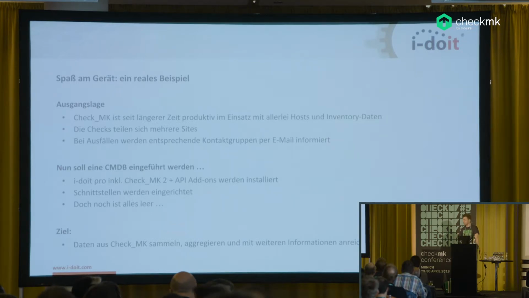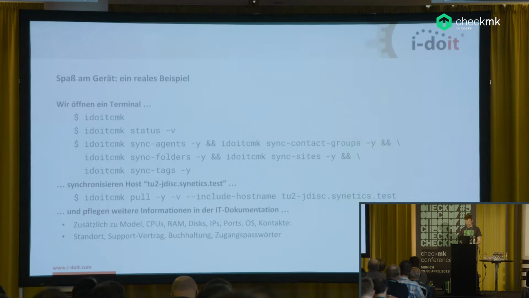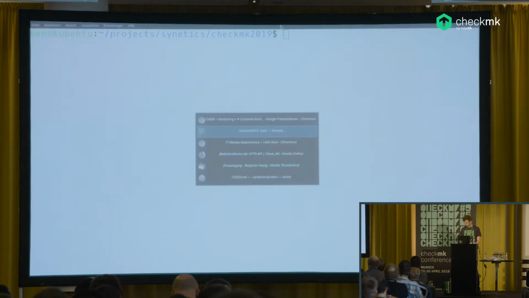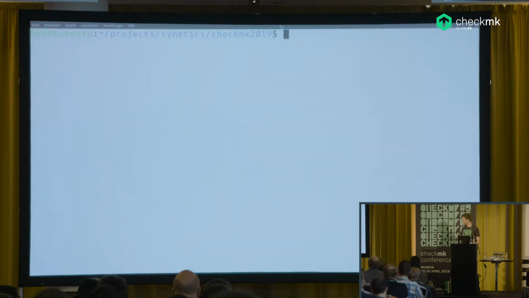But what we see is that everything is still empty, or pretty much empty. And from this starting point and with the target we have, we deduce our target, which is getting data from Checkmk, aggregating it, and adding information to it. So that's one use case we focused on while we developed this. There are many others, and maybe there are questions later concerning other possible use cases, and I can talk about that. So, you see, I am going to open my terminal and show you how it all works.